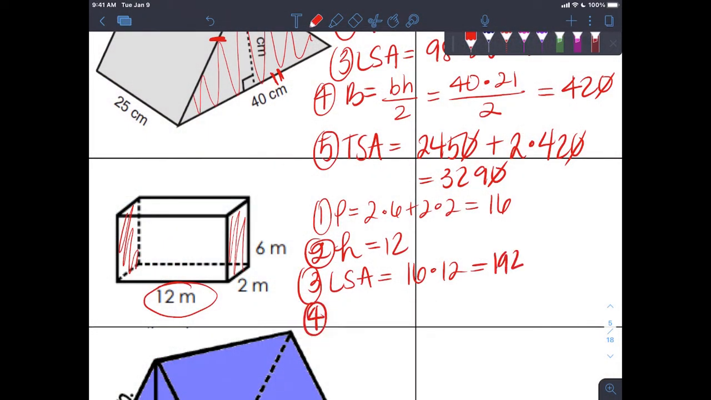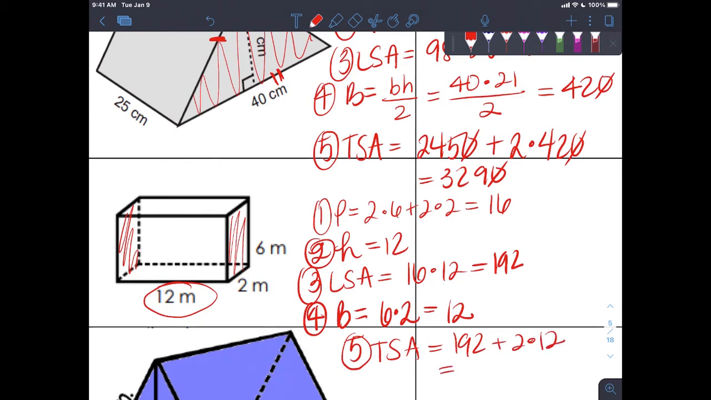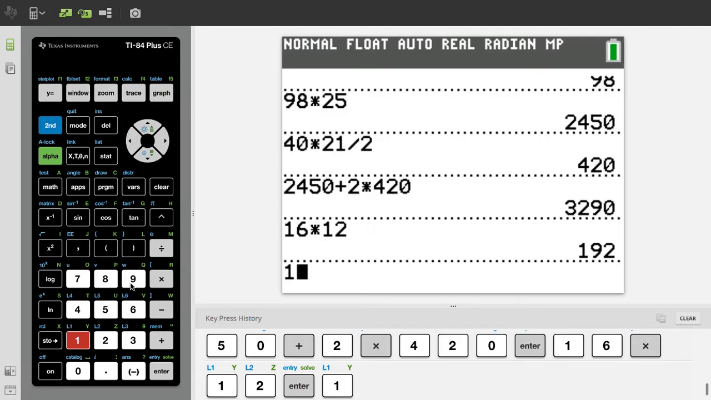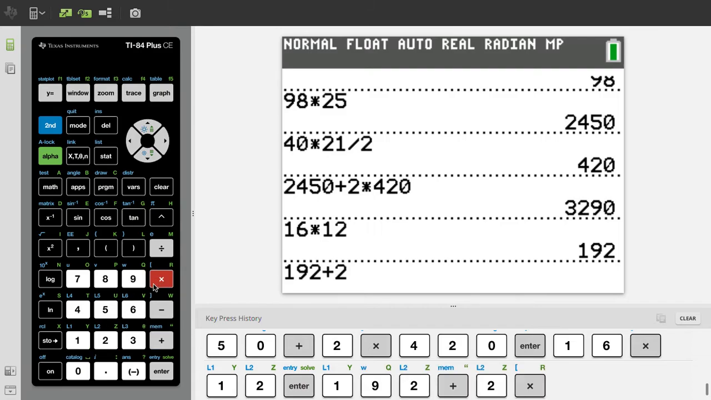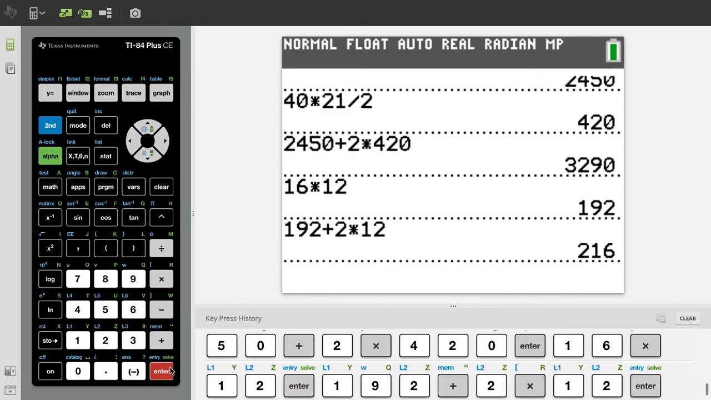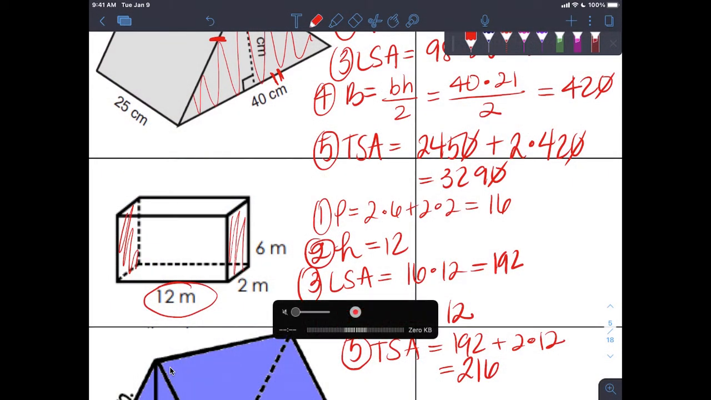Number 4, the area of my base is going to be length times width, or base times height, as other people say, which is 12. So my total surface area is going to be equal to my lateral surface area plus 2 times the area of my base. So I'll put that one in my calculator. And I find that my total surface area is 216.